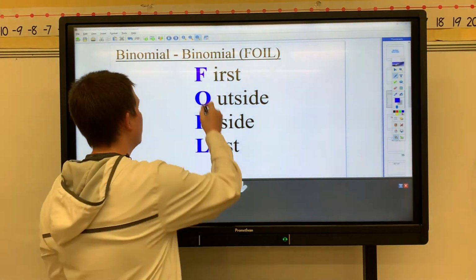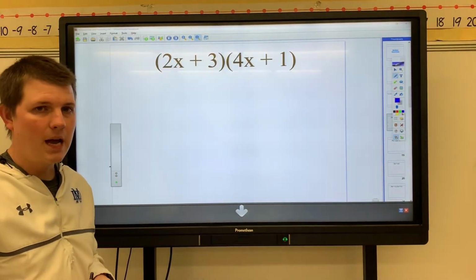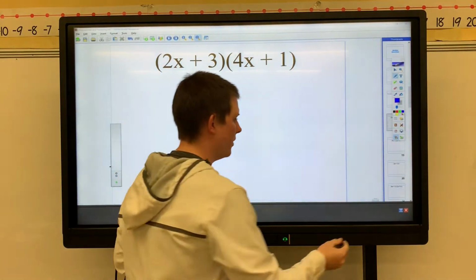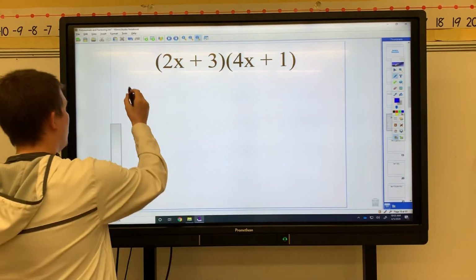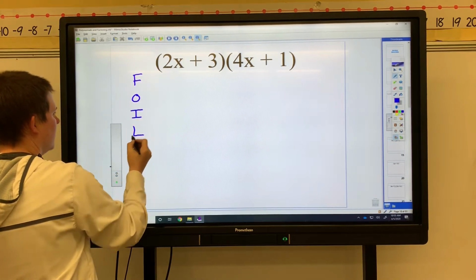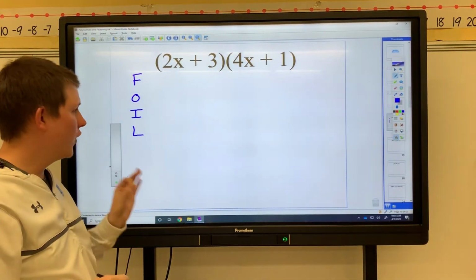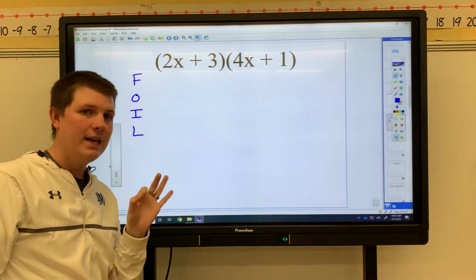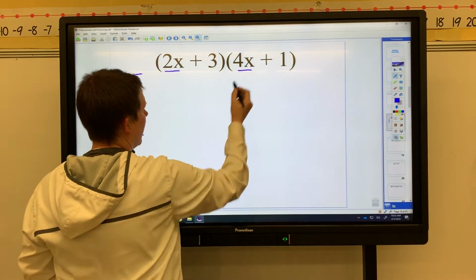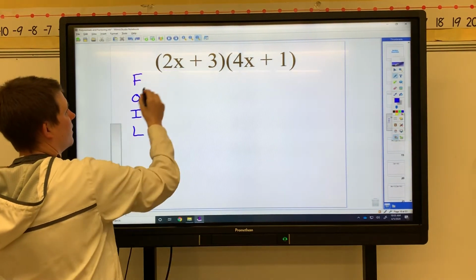So let's look at a couple examples. 2x plus 3 times 4x plus 1. So this is a binomial times another binomial. And to do this, we are going to FOIL it. First, outside, inside, last. So the F stands for first. We're going to multiply the first term in each binomial. So the first term would be the 2x and the 4x. Those are the first terms. So we're going to multiply those together.